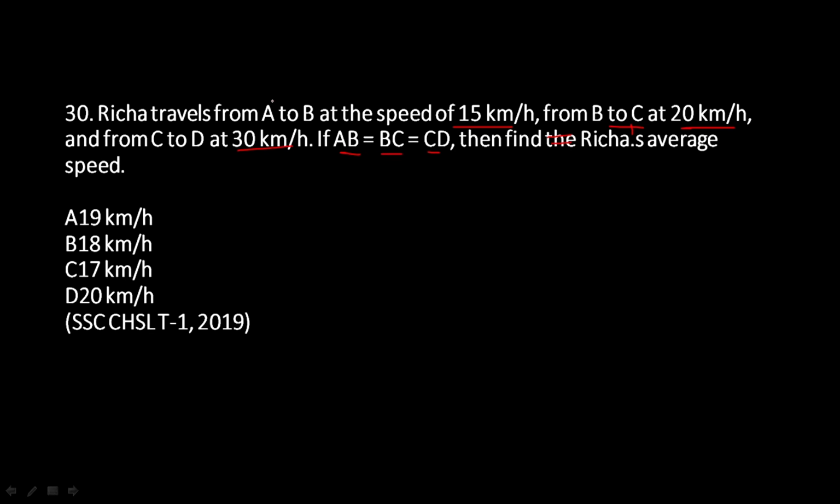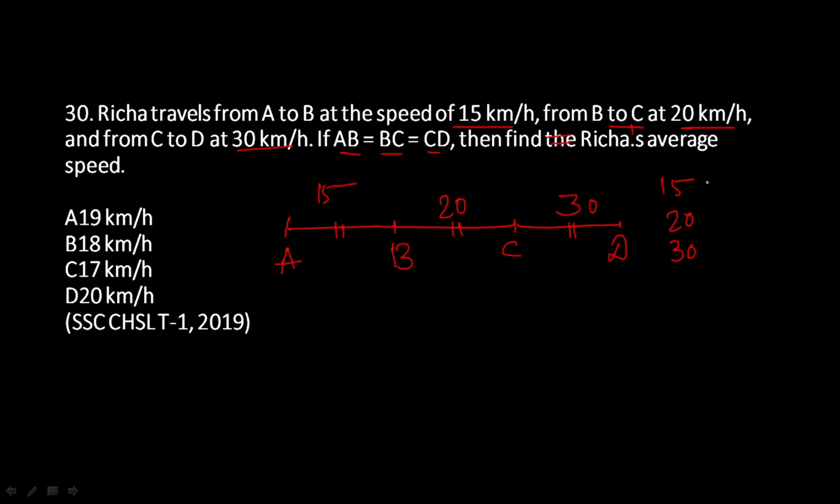It says that A to B is covered at 15 km per hour, B to C at 20 km per hour, and C to D at 30 km per hour. But it also says AB equals BC equals CD. So when the distance is equal, the LCM of the three speeds can be taken as the total distance. We can assume it like this.